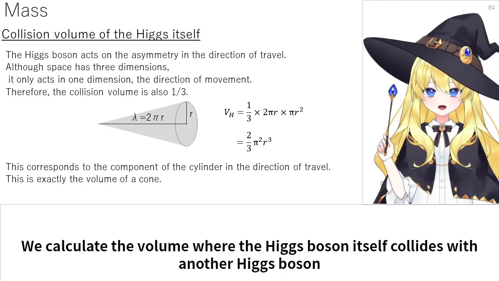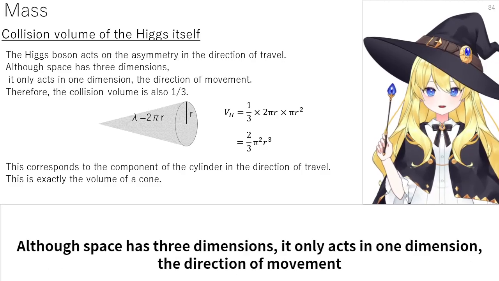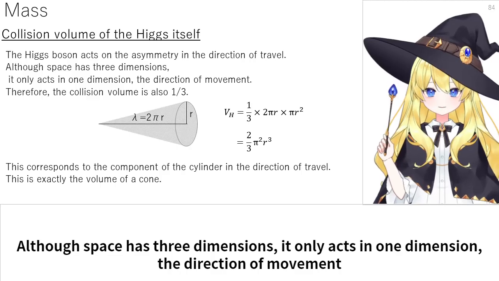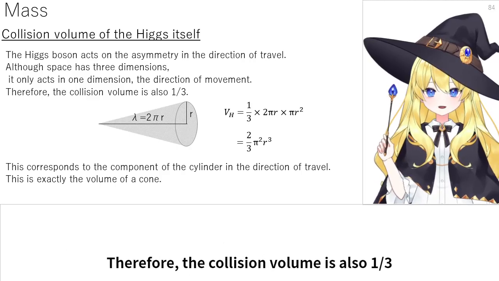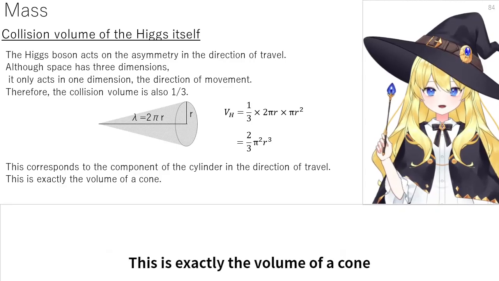We calculate the volume where the Higgs boson itself collides with another Higgs boson. The Higgs boson acts on the asymmetry in the direction of travel. Although space has 3 dimensions, it only acts in one dimension, the direction of movement. Therefore, the collision volume is also 1/3. This corresponds to the component of the cylinder in the direction of travel. This is exactly the volume of a cone.